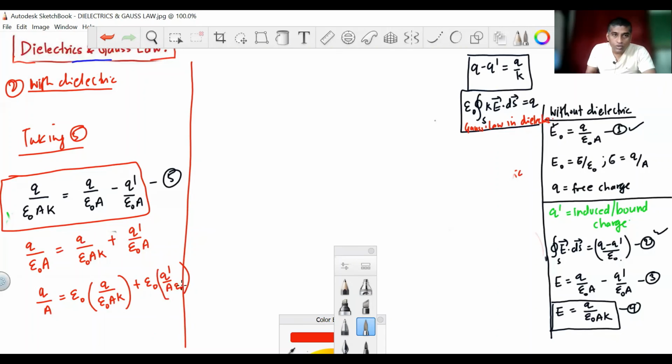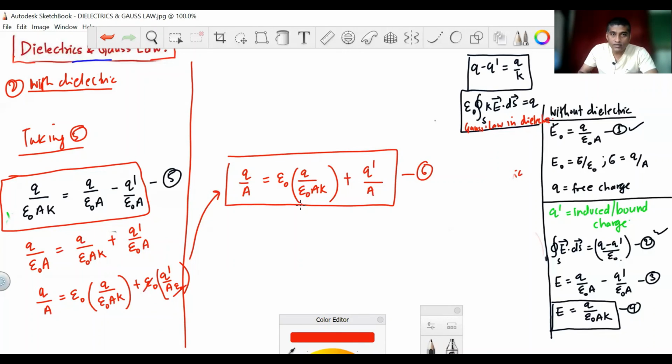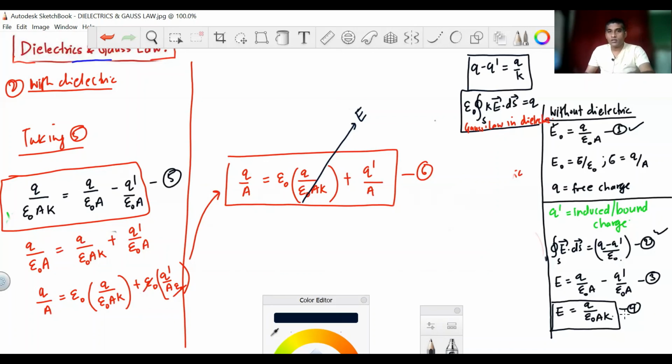So we can cancel epsilon 0 and epsilon 0. Let me write over here: q by A equals epsilon 0 times q by epsilon 0 A K plus q dash by A. So we have this, and let us call it equation 6. Now we can see this ratio. This ratio is E, because we have E equals q by epsilon 0 A K.